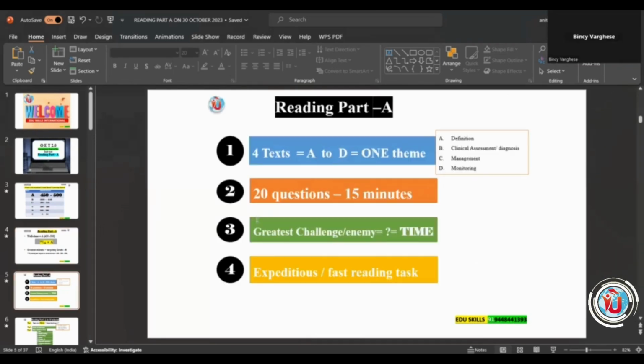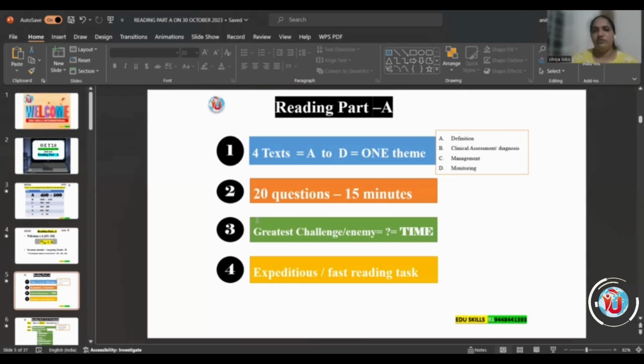In reading Part A, there are four texts, A to D. It is like a definition, clinical assessment, diagnosis, management, monitoring. Paragraphs like that will come. We have to complete 20 questions in 15 minutes.